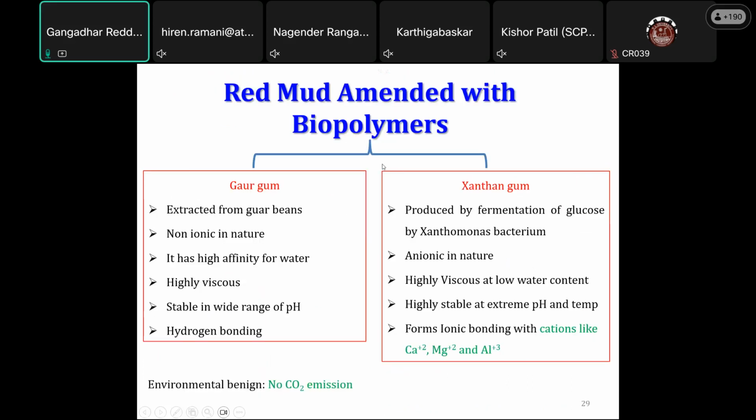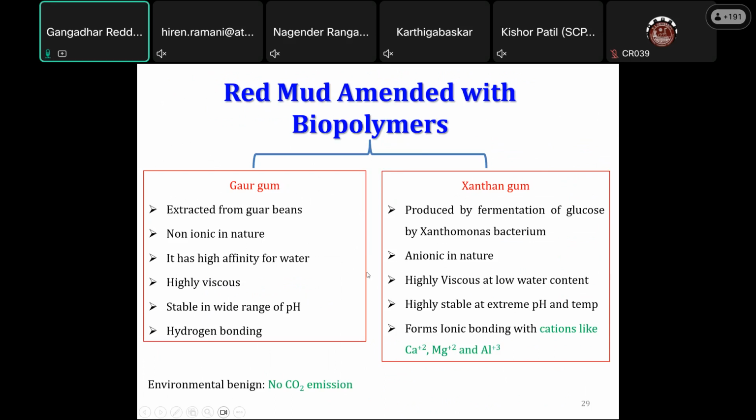So as I said, I extensively worked on the dispersion. I have used some kind of biopolymers because these are good in nature for binding action. The binding action is not because of the hydrates and other things. They form a kind of hydrogel bonding and ionic bonding, so that they form a better bond.